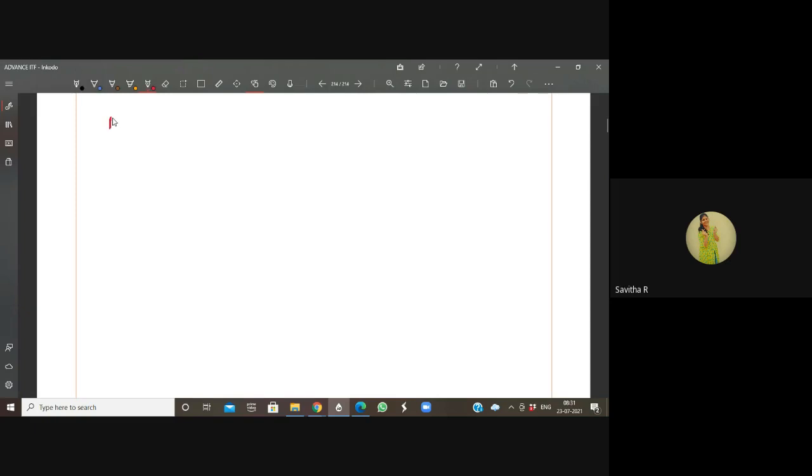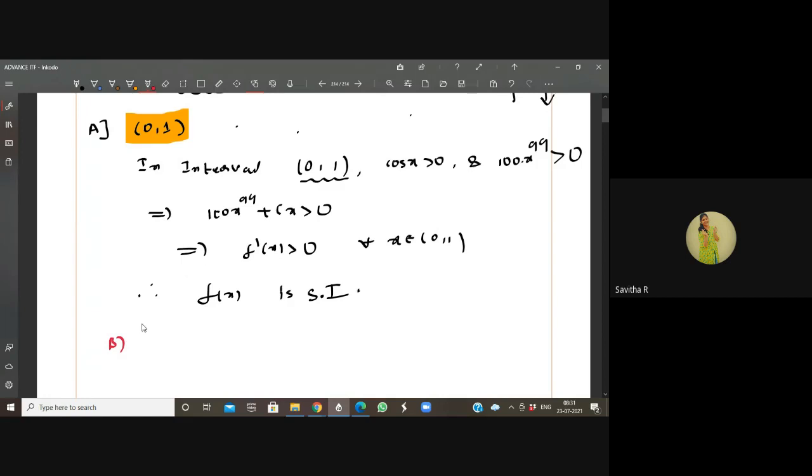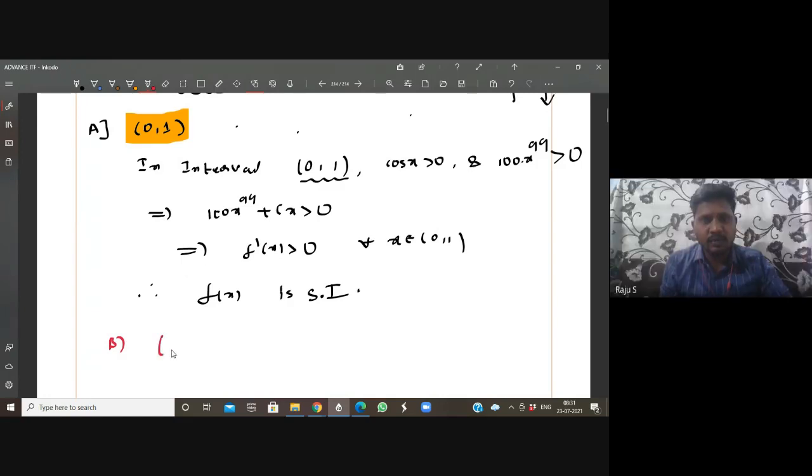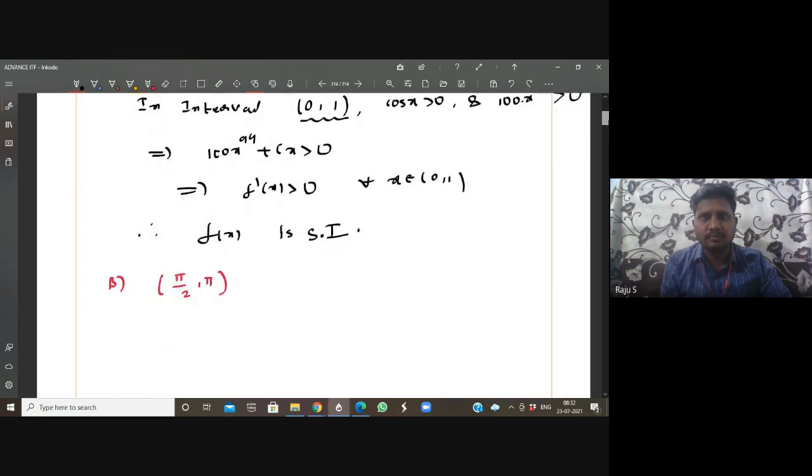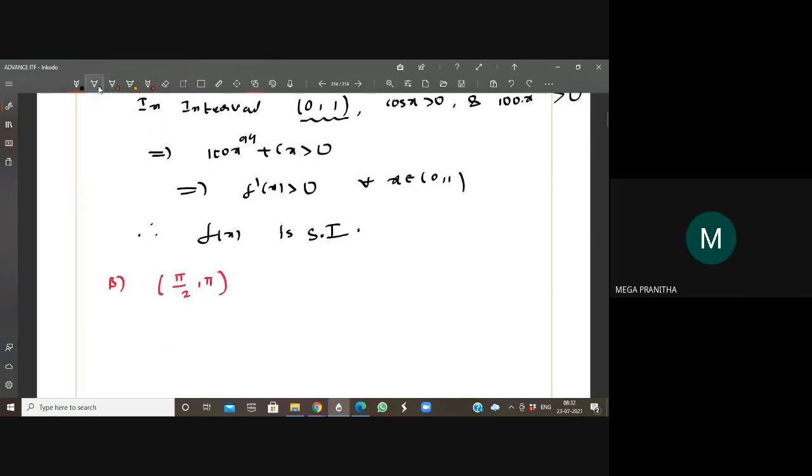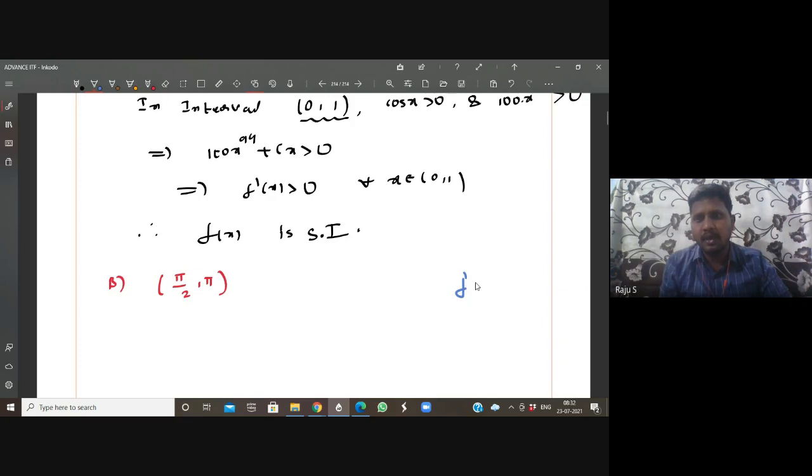One minute, can you scroll up, sir? Yeah, the second subdivision is pi by 2 to pi. See here, in the second quadrant, in this interval, what about cos x? Is cos x greater than 0 or lesser than 0? Lesser than 0. Yes, f dash is 100 x to the power of 99 plus cos x. So we have to check separately.